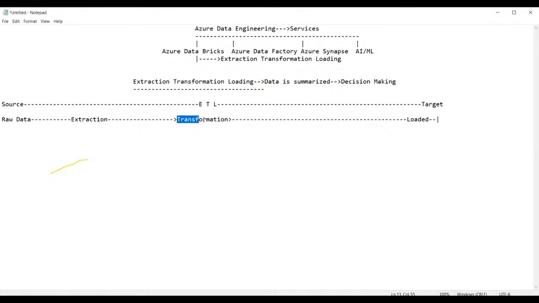Once the extraction is done, then what are you doing? Transform. That means you're getting them home, chopping them, cutting them, and putting them into the bowl to cook, and ultimately cooking those vegetables. That means you are converting the raw vegetables to what? Cooked format in the form of a curry. Am I right or not?